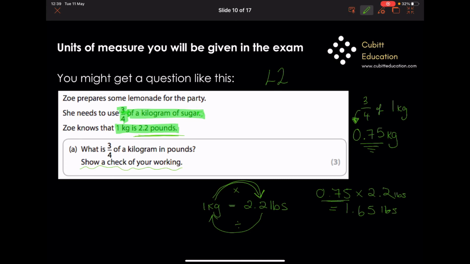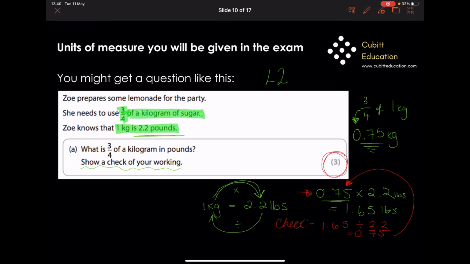Now, when it says to show a check for your working, what you could do is do the opposite. All it's asking you to do when you do a check is work backwards. So here you've shown that 0.75 times 2.2 is 1.65. Instead, I'm going to do 1.65 divided by 2.2, and it gives me 0.75. And that's what we had to start with. So all you're doing there is a reverse calculation to show that you've got the right answer. And that means you would get all 3 marks.